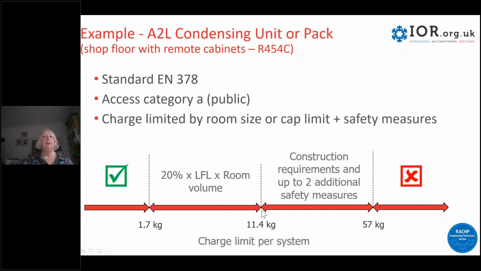When we're below this level here, in this case 11.4 kilograms, it's limited by the room volume. If we want to go above that charge size, and we could go up to 57 kilograms with this particular refrigerant, then we have to observe the construction requirements. For example, that covers how we join pipe and components, and we may need up to 2 additional safety measures. So we may need gas detection coupled to an alarm and coupled to something like refrigerant shutdown.